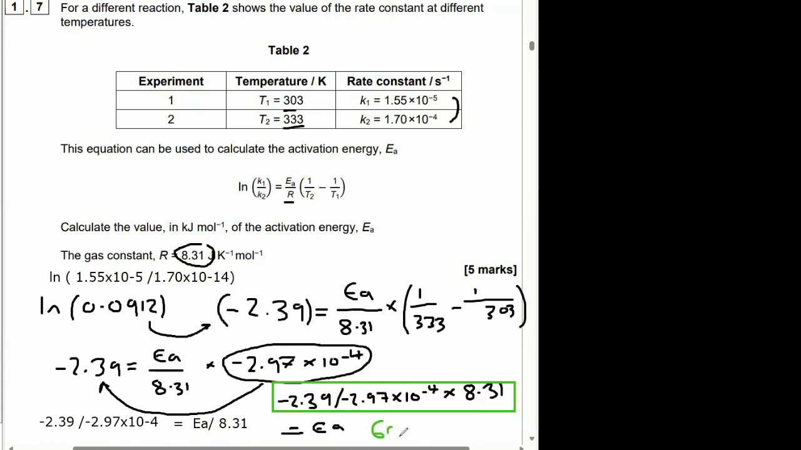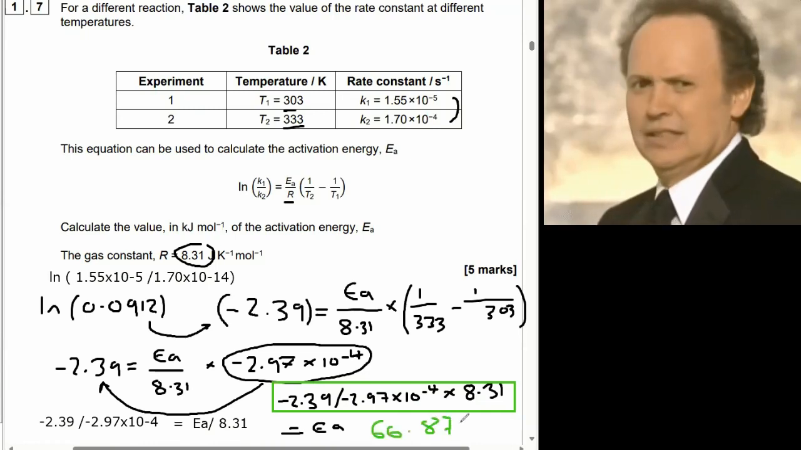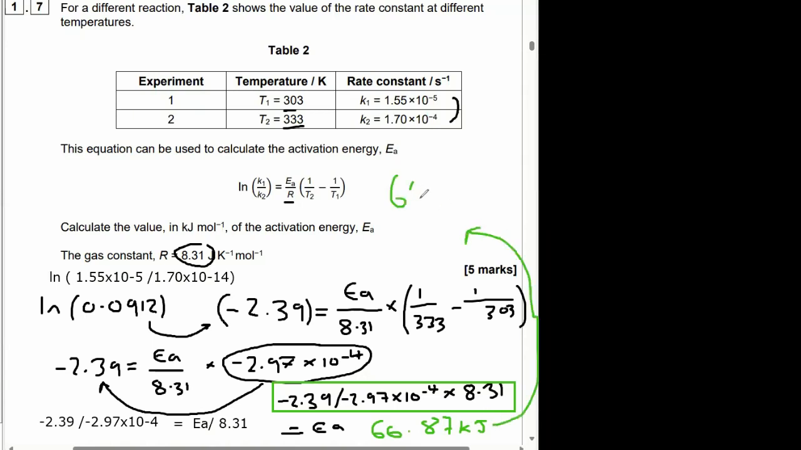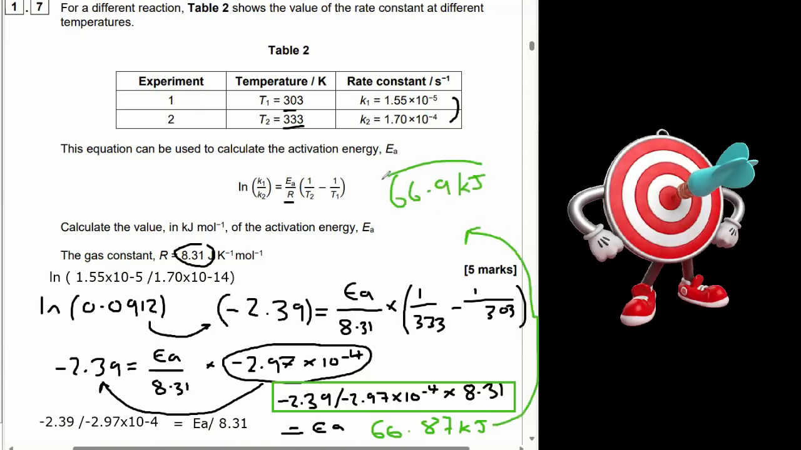Let me have a little look in the old scientific calculator. Bada bing, bada bada bada boom. 66.87 kilojoules. You could round that to 1 dp if you want to. 66.9 kJ.